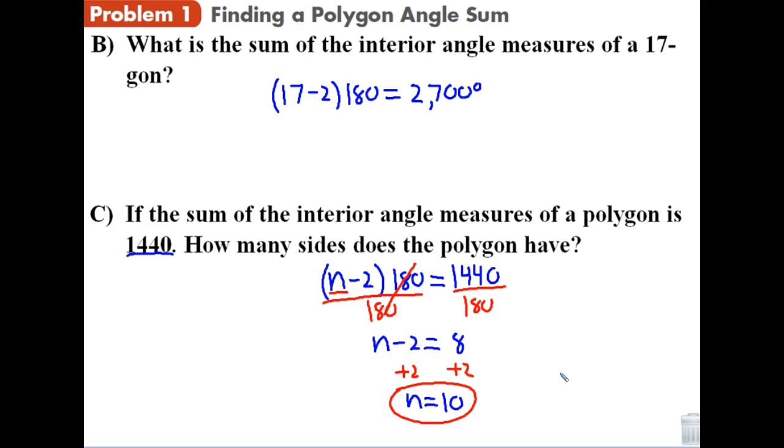Basically what we're doing here is the opposite steps. Divide by 180, then add 2. All right, and we can always check our work for a problem like this by plugging it back into the original equation. I should get that 1440 back. If I don't, I know I made a mistake. I need to try something out again.